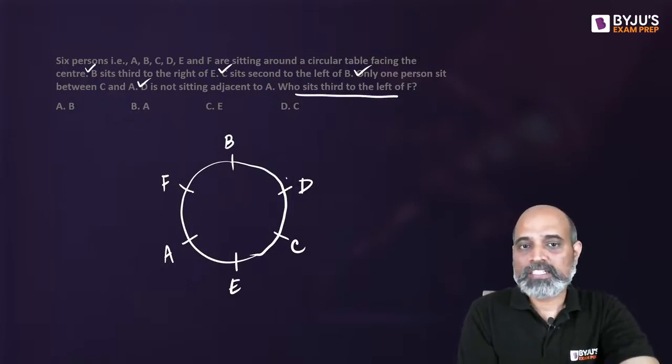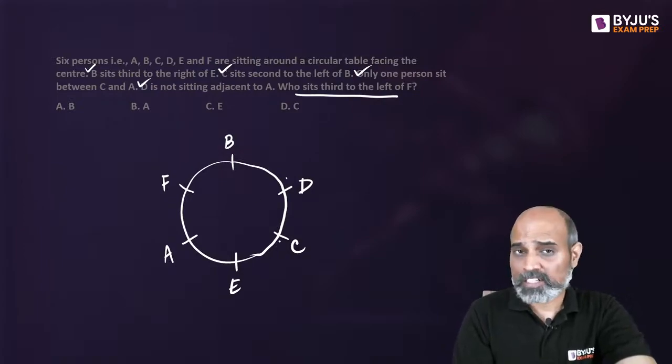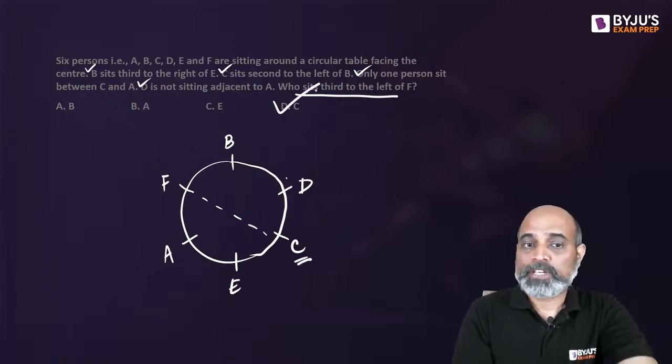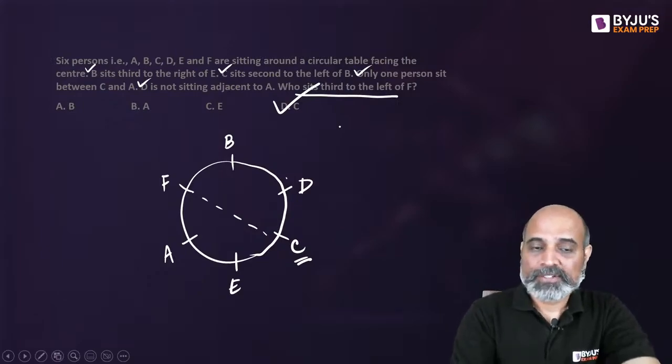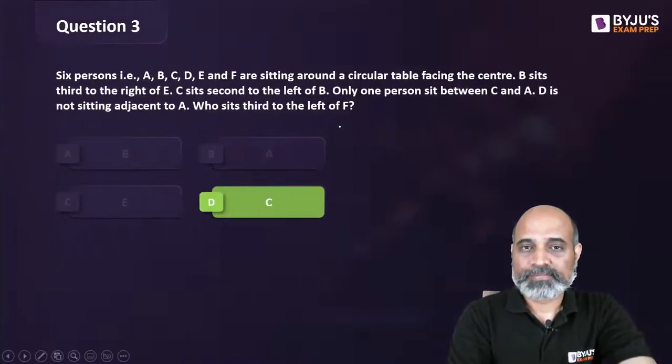Question is, who sits third to the left of F? Remember, third to the left ho, या third to the right ho, it's always going to be the diametrically opposite person. So it's going to be C. So option D, C sits third to the left of F. Right? Okay.